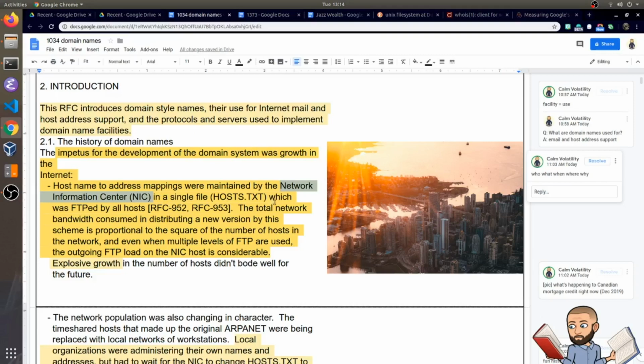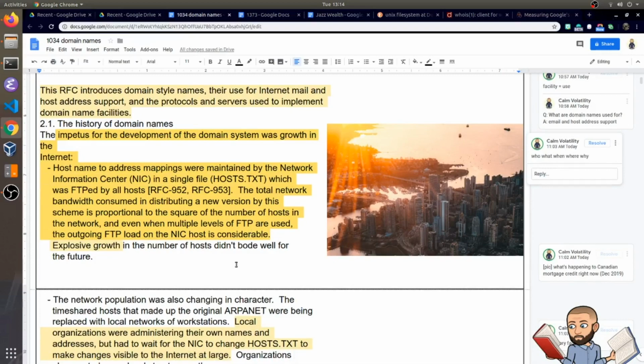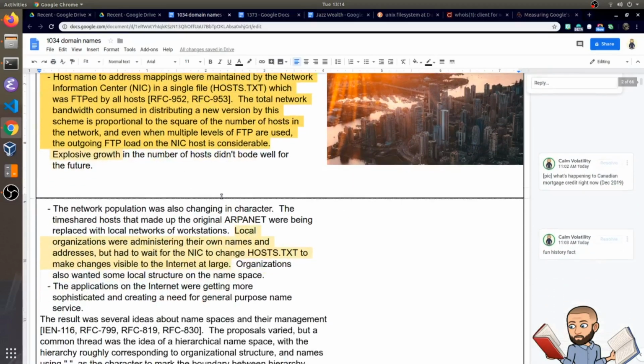But this mama had problems because the total network bandwidth consumed in distributing a new version of this scheme is proportional to the square of the number of hosts in the network, and even when multiple levels of FTP are used, the outgoing FTP load on the NIC host is considerable. I shouldn't say NIC because that's network interface card, but you know what I mean. And this paragraph is giving us the who, what, when, where, and why of this RFC, so that's pretty nice. A nice little summary here to understand why we're reading a document about domain names.